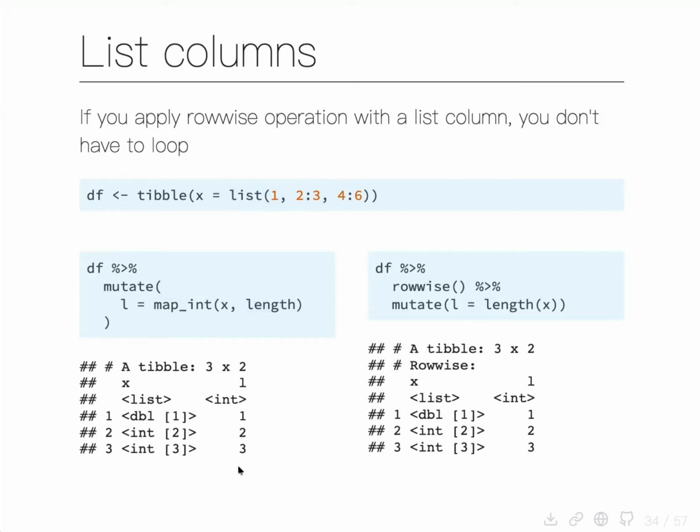The row-wise version of this exact same thing is to take df, pass it row-wise, and then say mutate L is equal to length of L. So now I don't have to do any looping at all. I just say, what's the length of this thing? And it gives me the actual length. Okay, so that's quite nice. I've avoided looping because I'm using this row-wise operation.